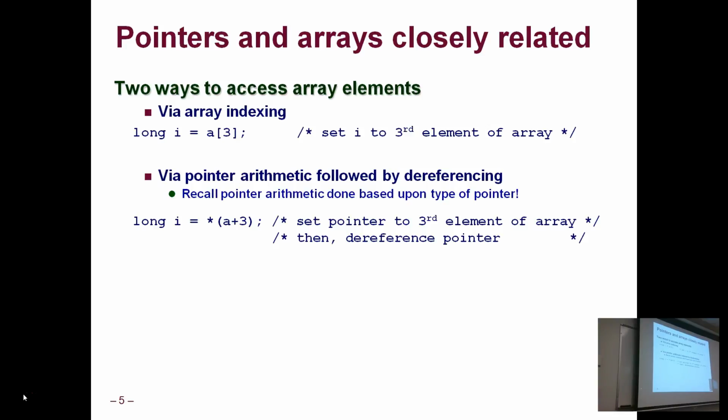Say A plus 3, and because the type of A is a long array, A plus 3 is actually going to go to the third element in that array, which is 24 bytes, because the long is 8 bytes. And then dereference that. This is equivalent to that. The whole thing works because addition in C is commutative. That means that you can write 3 plus A and dereference that.